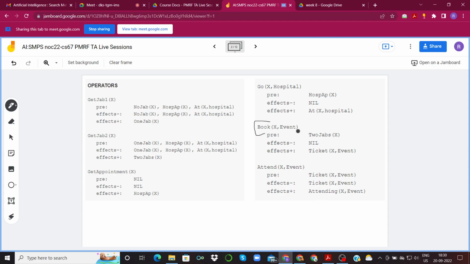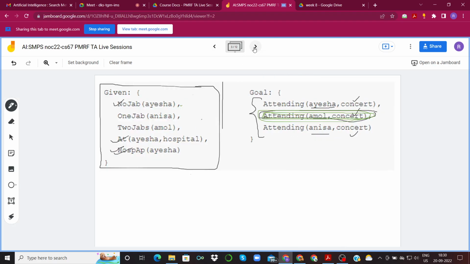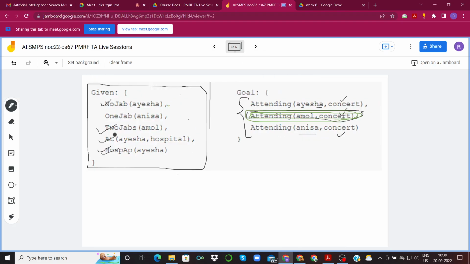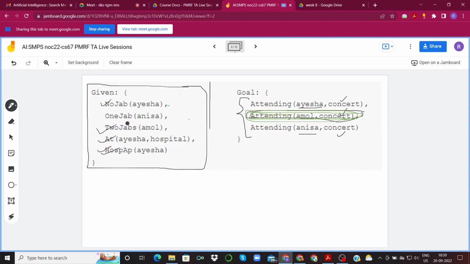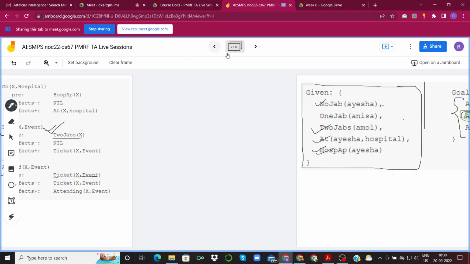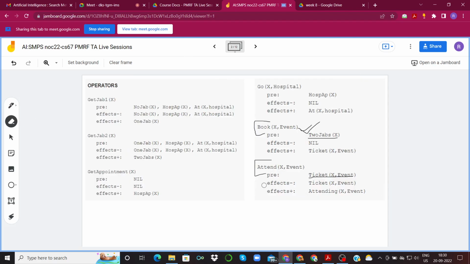Yeah, so the precondition is that Amol must have two jabs, and we know that is true because of the information given to us. So Amol has two jabs, so we can say that this book operator is a potential candidate. That's right. Now, for attend, the precondition is to have a ticket to an event, and we don't have the information of Amol having the ticket just yet, so we can't say that this attend operator is applicable over here.